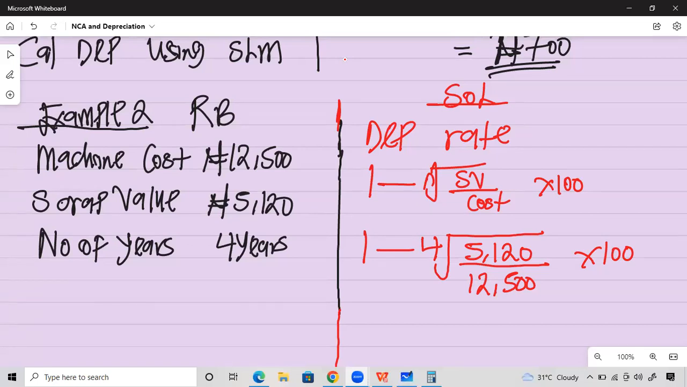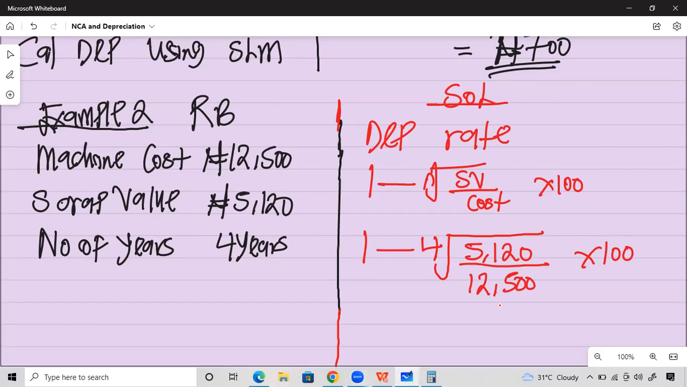What I'm saying is, is anybody able to get this? Once you press 4, just say shift this number divided by this. Whatever you now have, you will now say 1 minus the answer, multiply by 100. It will give you that.